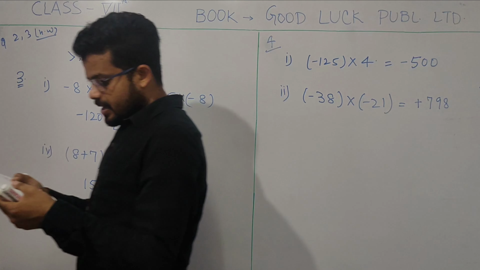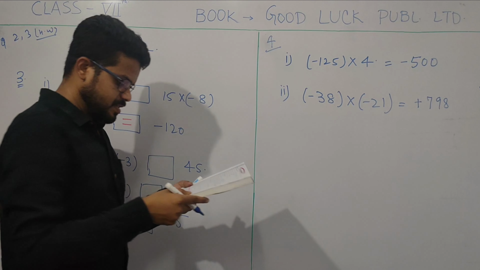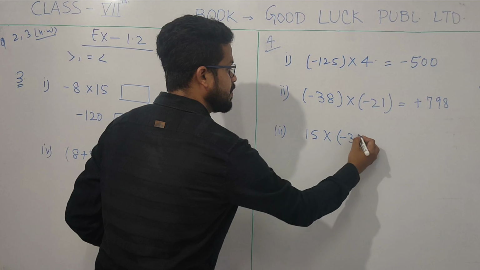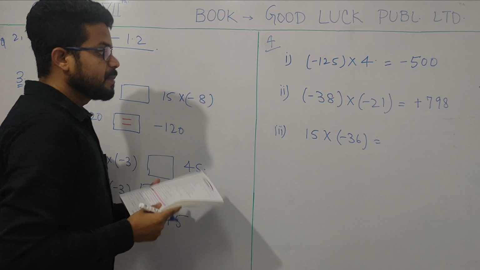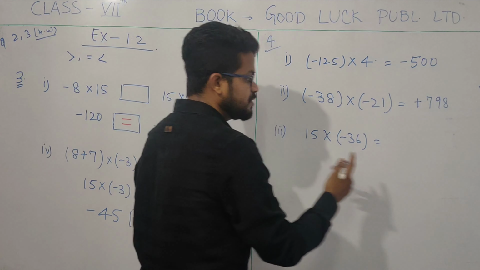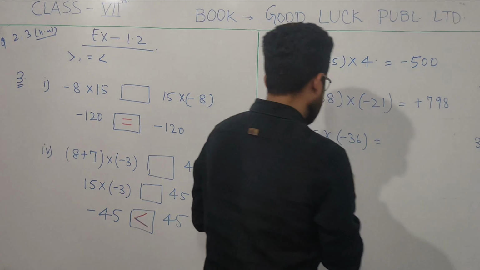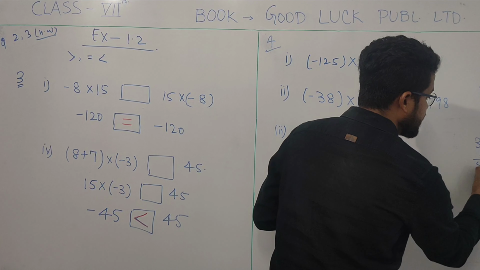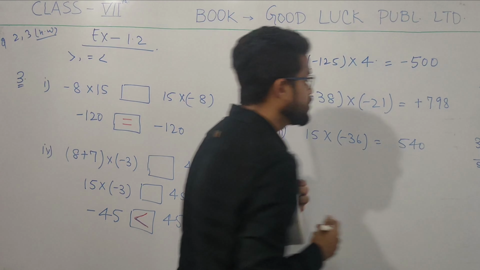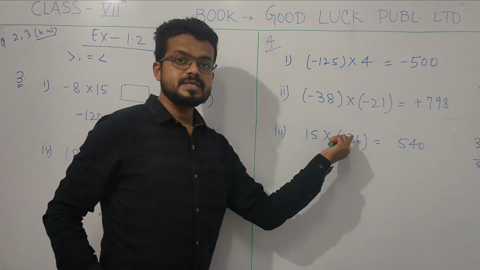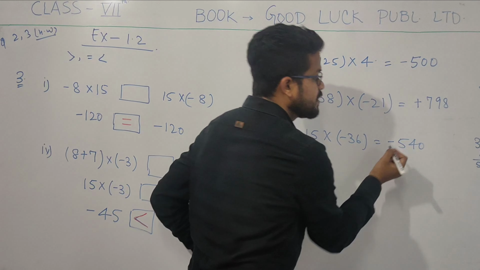Okay. Now question number third. 15 into minus 36. We have to multiply both these. So the product is 36 into 15, which is 540. Okay. Product is 540. And here look, this is plus and this is minus. So plus minus minus. So I write here minus.